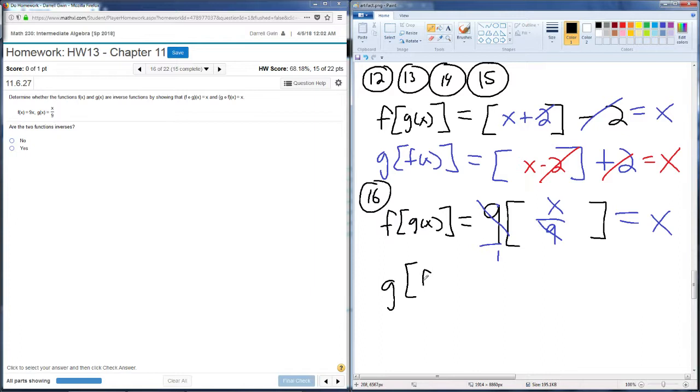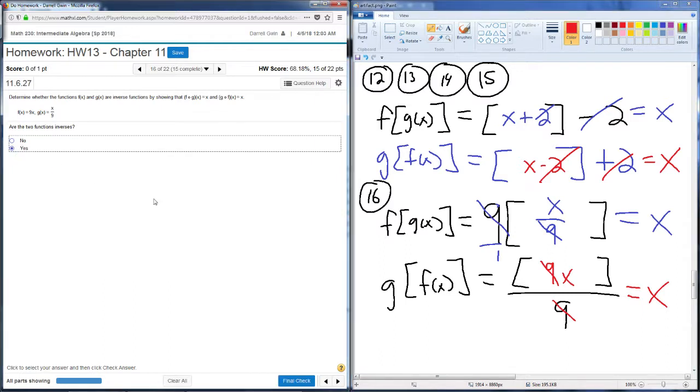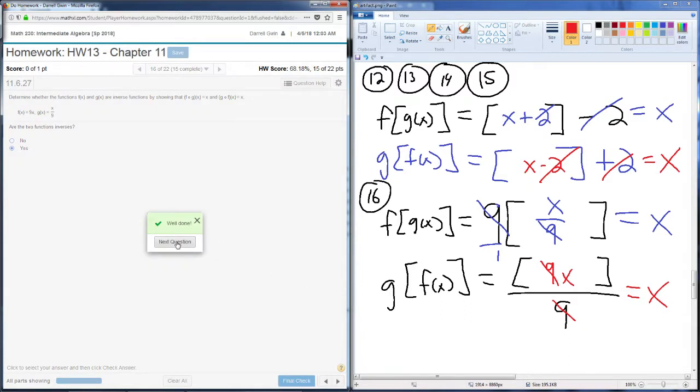g of f of x. And the g is x over 9, so blank over 9. What are we plugging in? f of x, which is 9x. Is that a one-to-one function? Yes, because 9 over 9 will cancel out, and you're left with an x. And both f of g and g of f give x, that's why it's a one-to-one function. Double check. Well done.